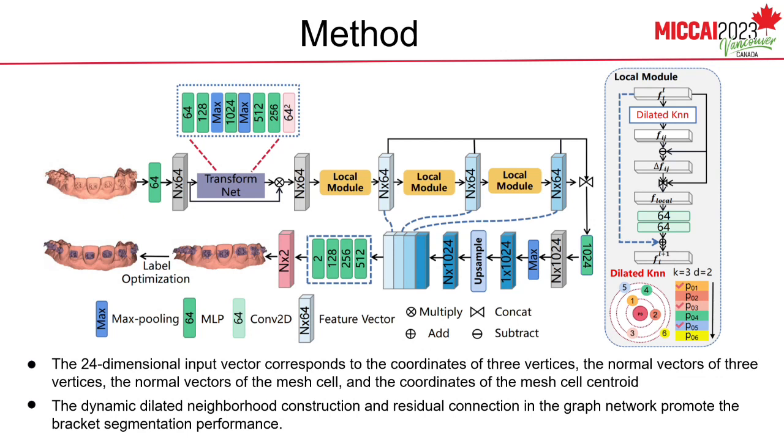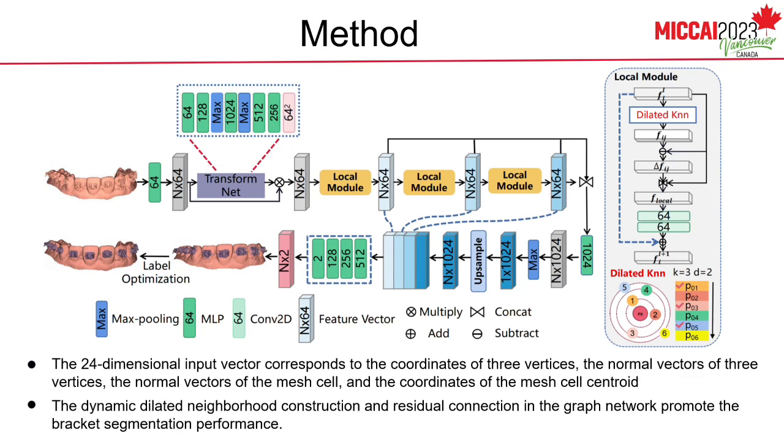In each local module, the first step is to construct the graph. For a given mesh cell, we calculate the feature distance between other mesh cells and select the k nearest neighbors within the range of the k plus d neighbors. We adopt the dynamic graph, which updates the neighbor information in each local module instead of the static graph.